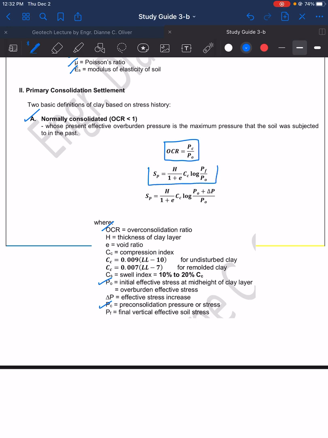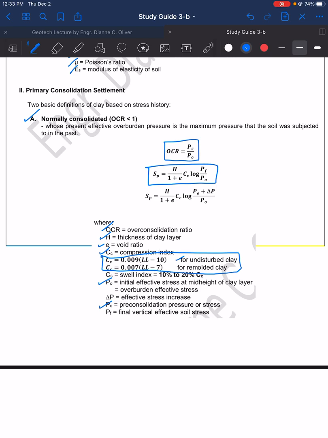Then we have the formula for the settlement, primary consolidation settlement. S sub P is equal to H over (1 plus e) times C sub C log of P sub F over P sub O, where H is the thickness of clay layer, e is the void ratio, C sub C is the compression index, and we have formulas for compression index. We have 2. Okay? So the first one is C sub C is equal to 0.009 times (liquid limit minus 10). And this formula is for the undisturbed clay.